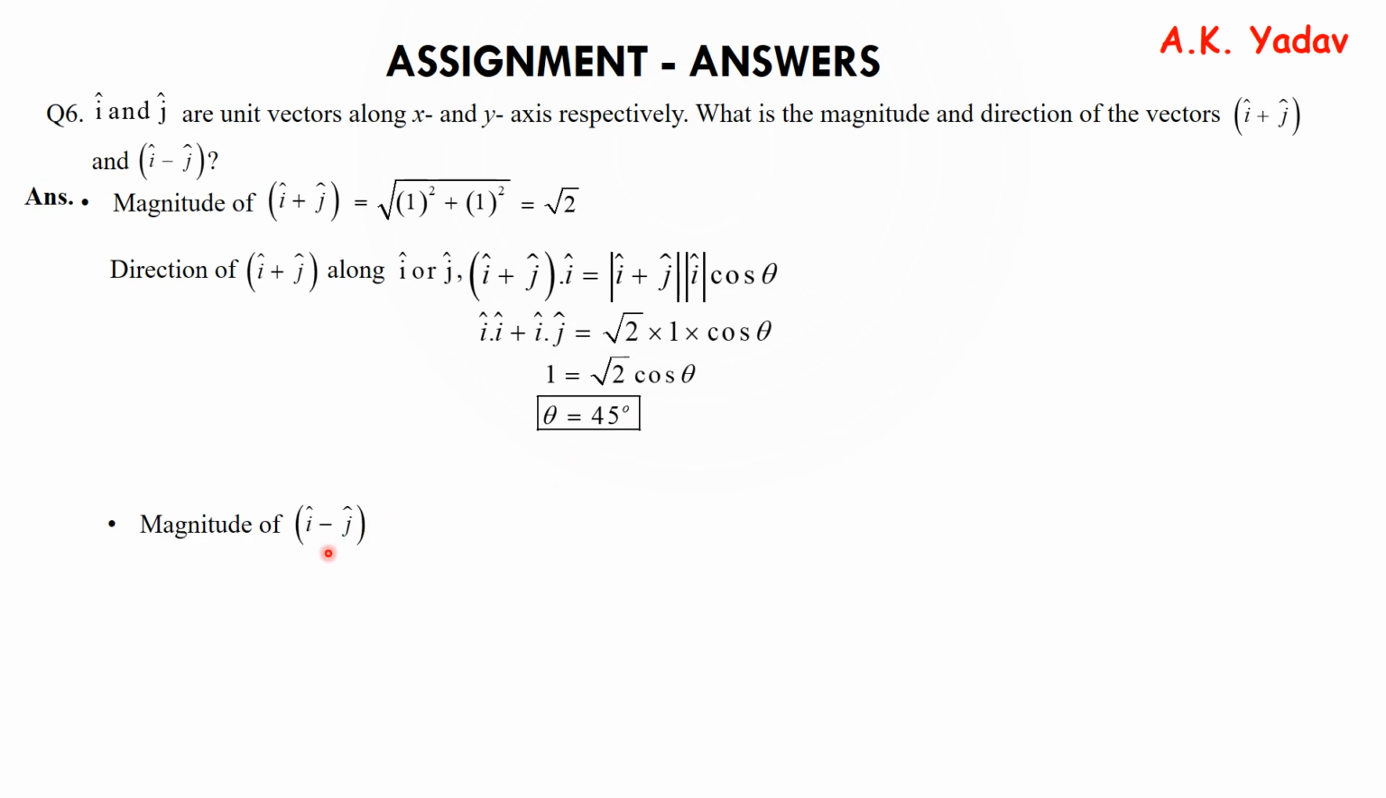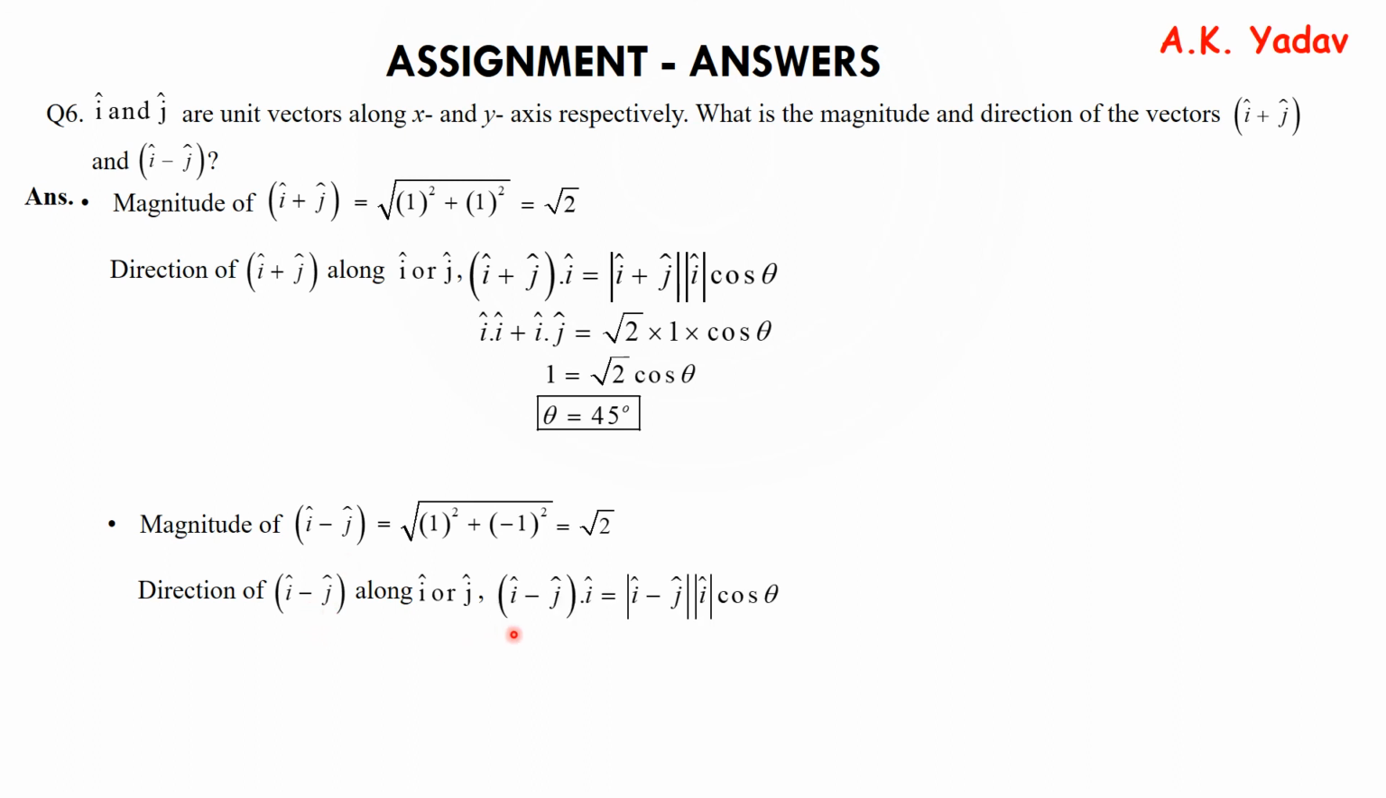Now the magnitude of i minus j is under root of 1 square plus (minus 1) square, that gives under root of 2. The direction of i minus j is either along i or j, that is the dot product of (i minus j) and i. It is equal to magnitude of (i minus j) into magnitude of i into cos θ, that is i dot i minus i dot j, or j dot i, same thing, is equal to under root 2 into 1 into cos θ. That gives 1 is equal to under root 2 cos θ, or θ is equal to 45 degrees.